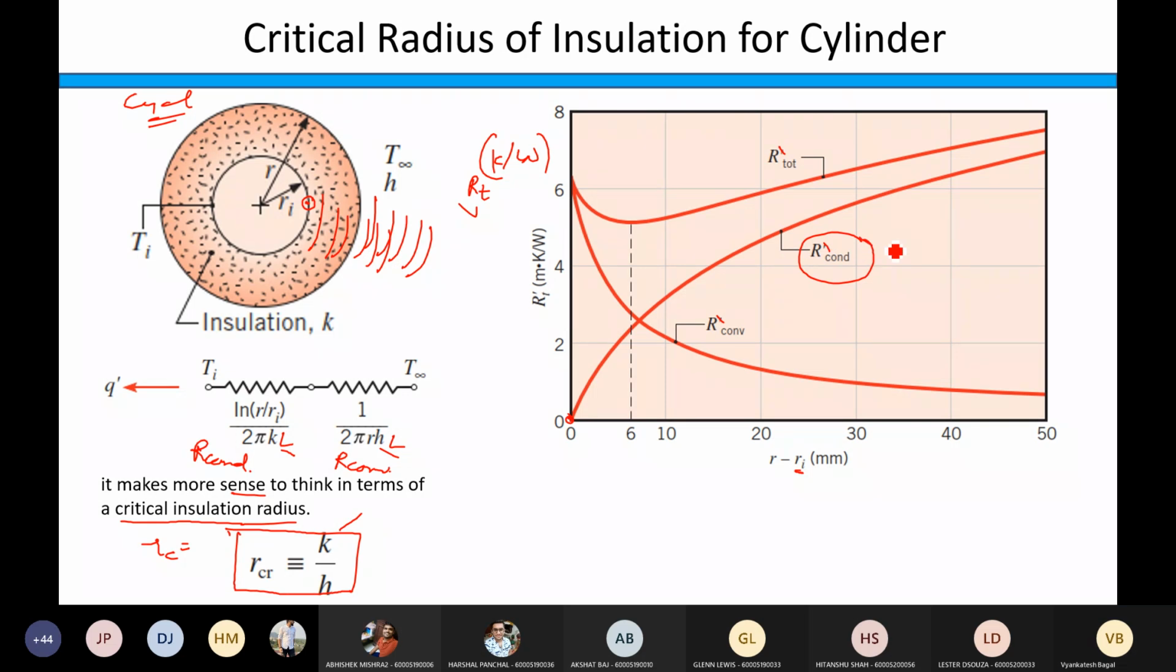Sir, conduction graph, sir, parabola hai na? See this one, this curve, second curve. See, if you go on increasing the thickness of insulation, what is happening is your resistance is increasing, na? Conduction resistance is increasing, right?